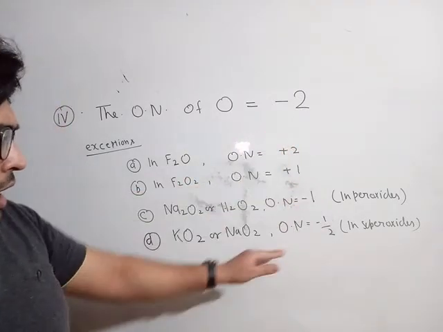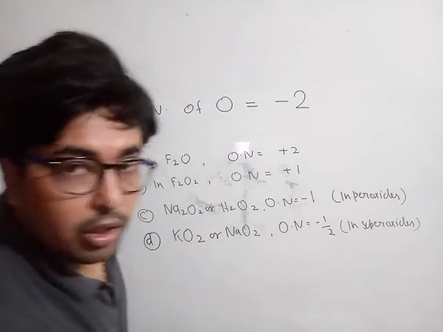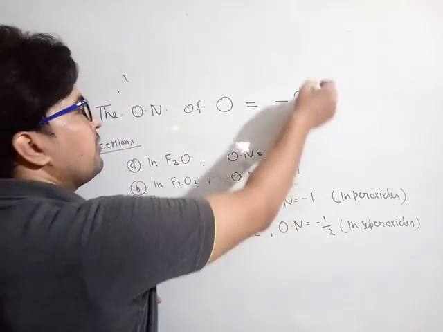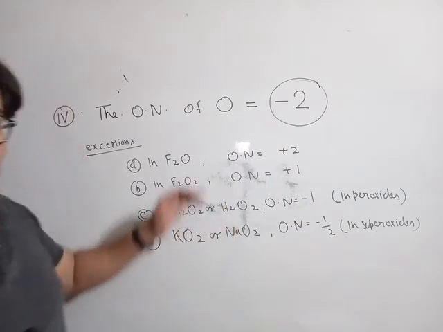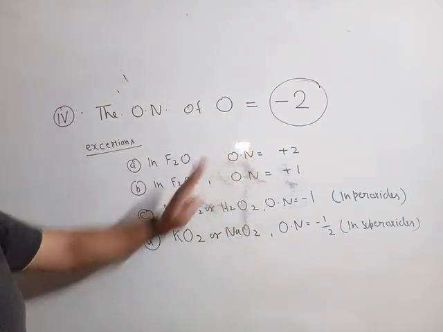Except in these 4 cases, in all other cases you have to take the oxidation number of oxygen as -2, and in these 4 cases you just take whatever value you get here.